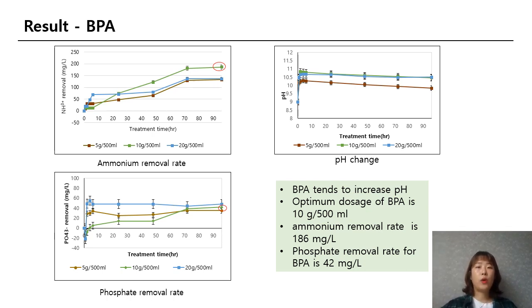Optimum dosage for BPA is 10 grams per 500 milliliter, and at that dosage, ammonia removal was 186 milligram per liter, and phosphate removal was 42 milligram per liter.